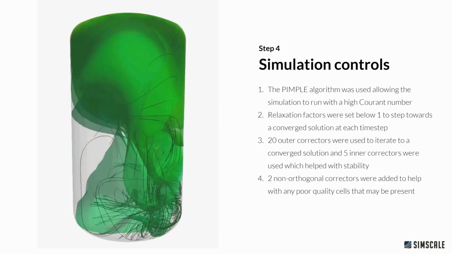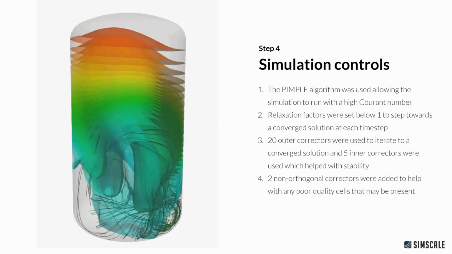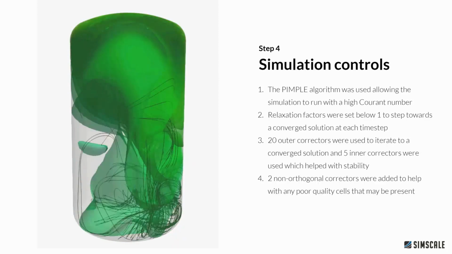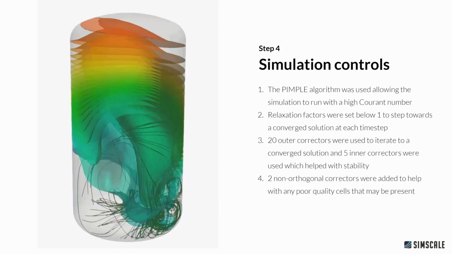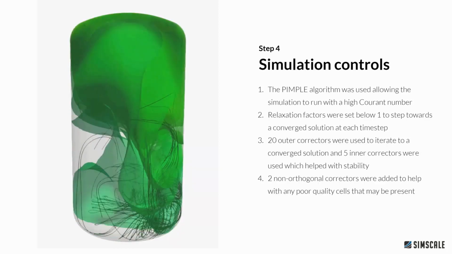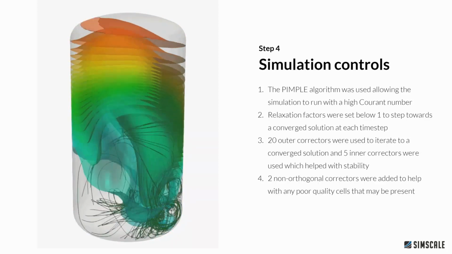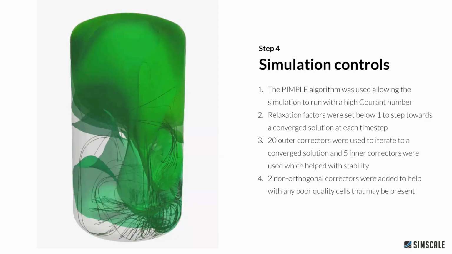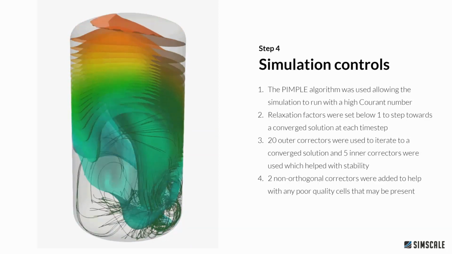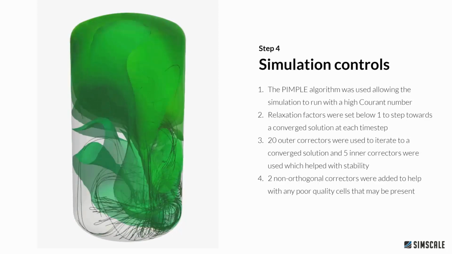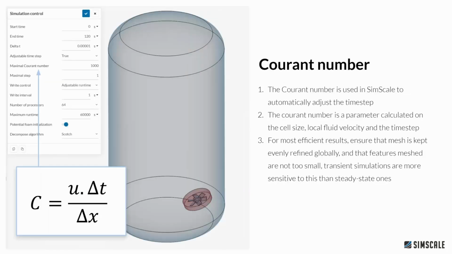So we've changed the relaxation factors to be below 1. The outer correctors are set to about 20, and the inner correctors are about 5. And what I've found is this is a bit of a magic setup for me. Typically you could add more correctors, but this is quite efficient. And we also add 2 non-orthogonal correctors, so if we've got any poor quality cells in here, we'll be able to cope with that.